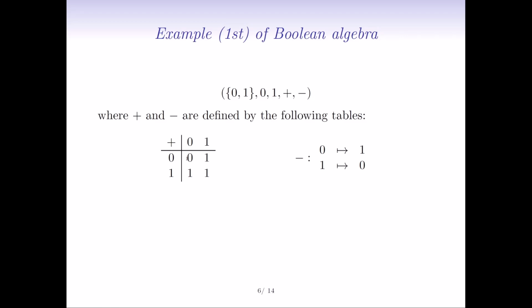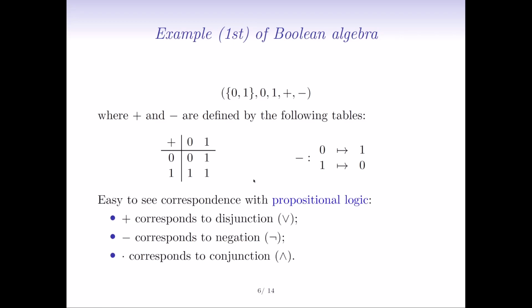You can see that that is the same thing as or in propositional logic. It's just a slightly different way of writing down the truth table. And minus has an even simpler table. It just sends 0 to 1 and 1 to 0, which is exactly what you'd expect for negation in propositional logic as well. So this is a Boolean algebra. You could either check all the axioms individually, or you could just notice that plus is or, and minus is negation, and that all the axioms are true in propositional logic.